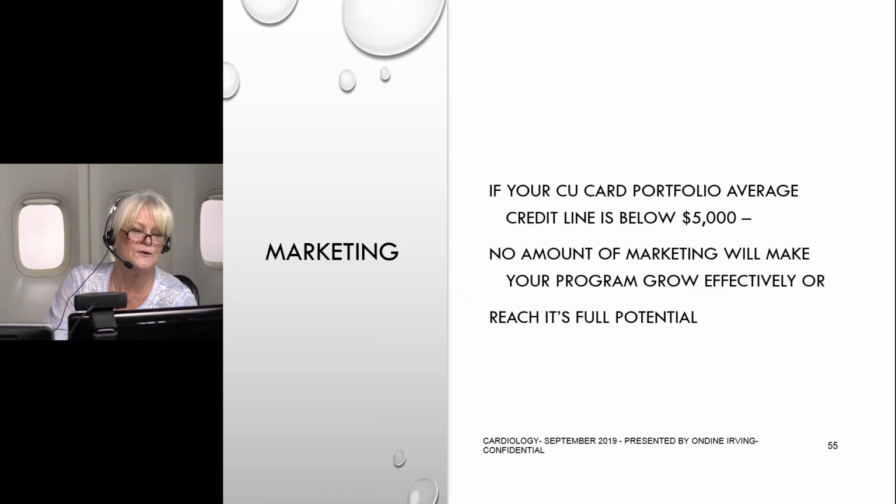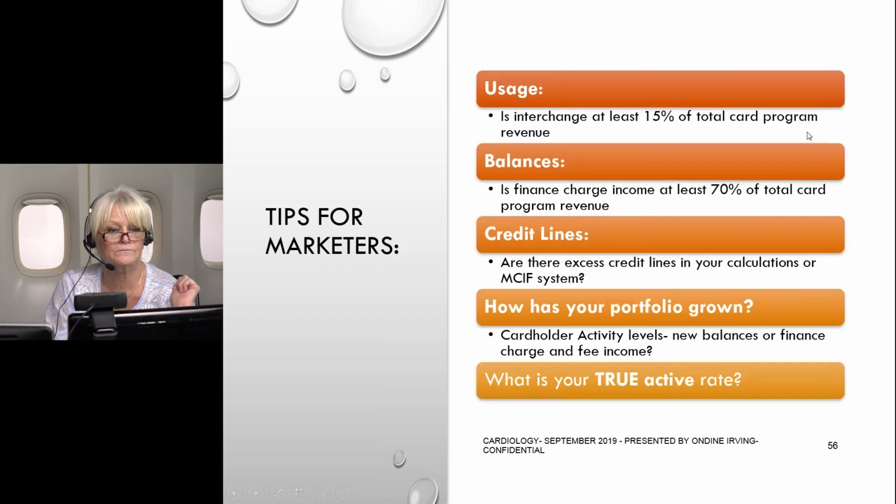So again, if your card portfolio average line is below 5,000, and more importantly, if your card utilization ratio is higher than 35%, and marketing is out there trying to grow balances, they're not going to be able to grow balances until that credit line increase goes through.